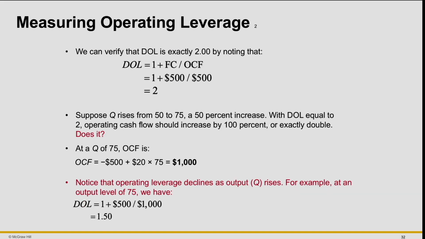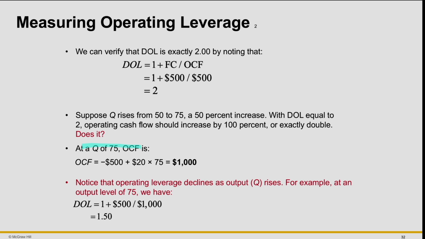Now, if we look at this and we say, well, suppose instead we're at 75 boats, we're going to find that our degree of operating leverage changes. And you'll notice that it actually will go down as the number of boats produced goes up. And that's because that fixed cost component is being spread across more boats. So it's a smaller part of the total cost per boat.